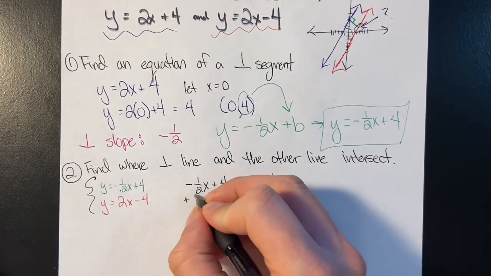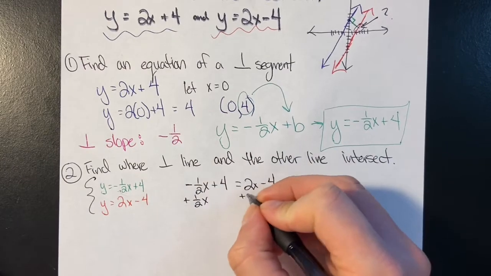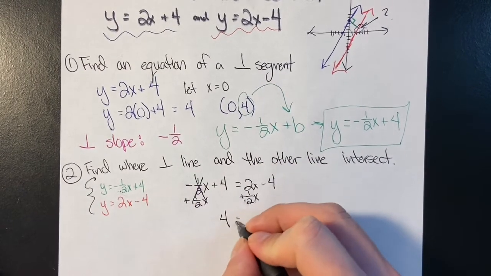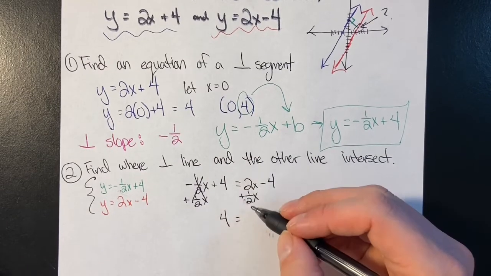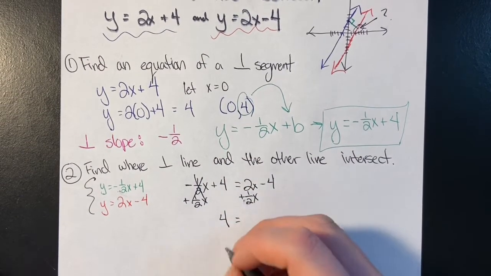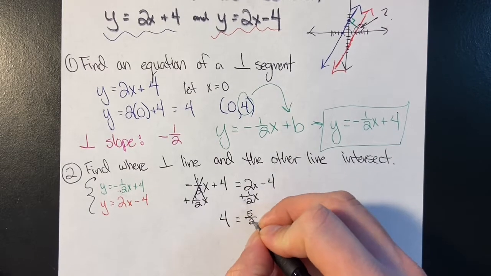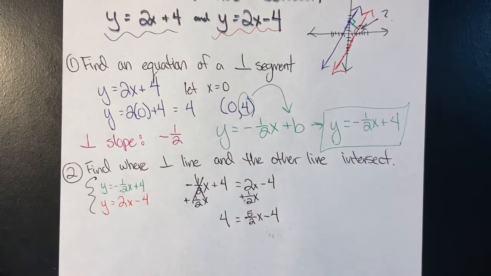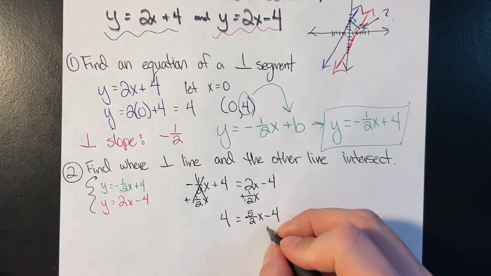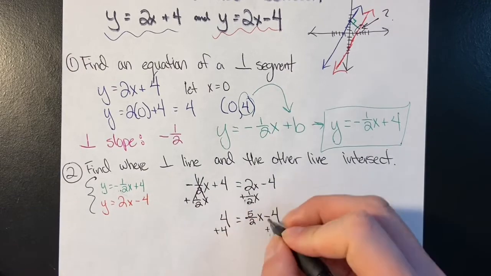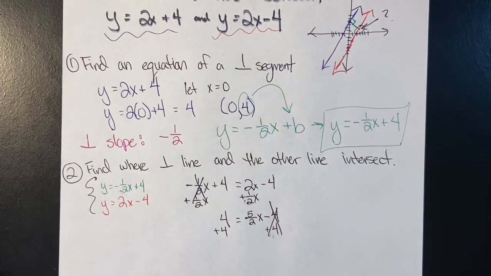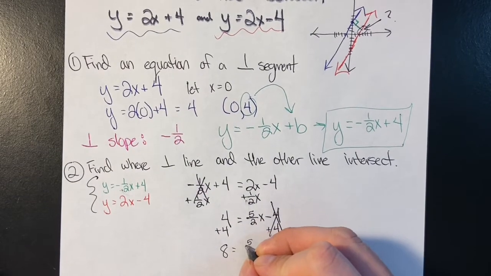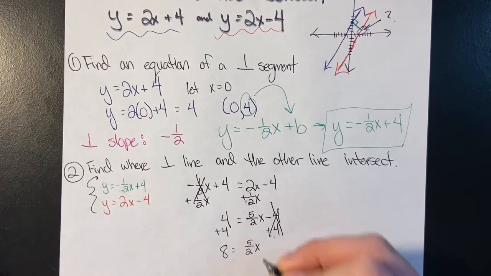So, why don't I start out by adding 1/2 x to both sides. 4 equals 2x plus 1/2 an x is 2.5x, or 5/2 x minus 4. Add 4 to both sides. That gives me 8 equals 5/2 x.